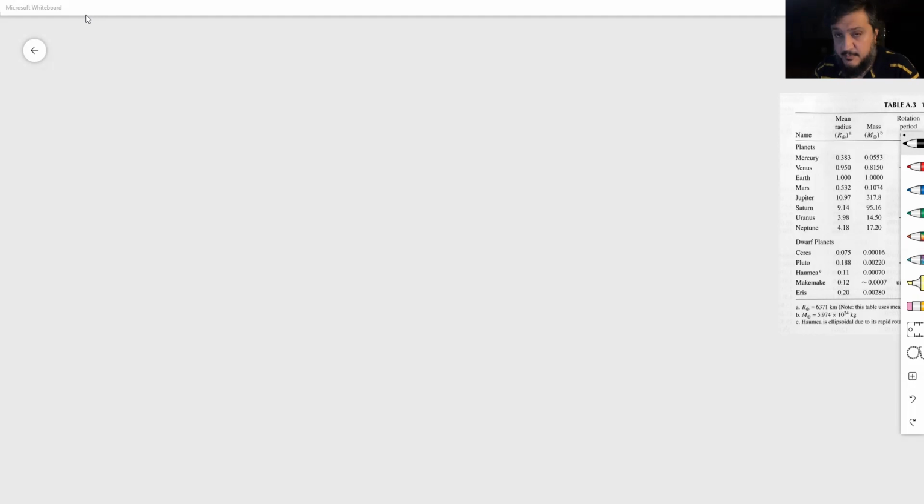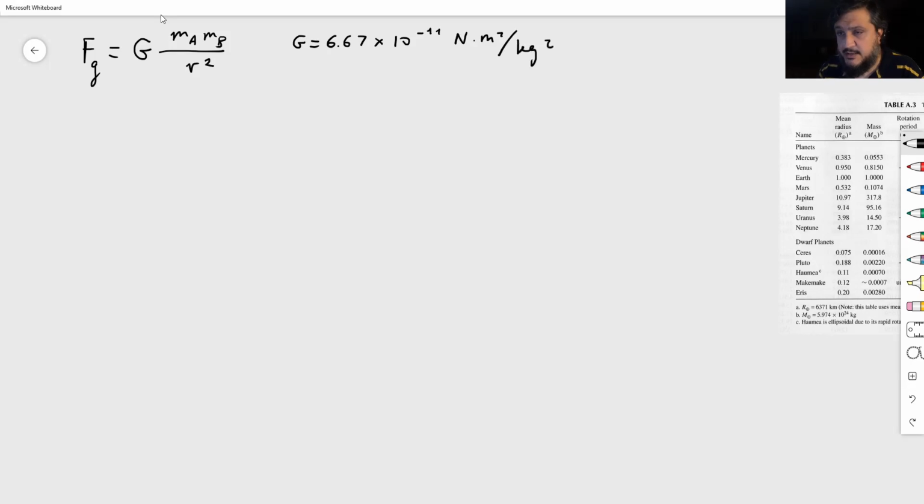So we have the formula now for gravitational attraction between two objects of mass MA and MB. This is divided by r squared, where r is the distance between the centers of the objects, roughly, times this universal constant. Now, this is the universal constant with this value, 6.67 times 10 to the negative 11 newton meter squared per kilogram squared.